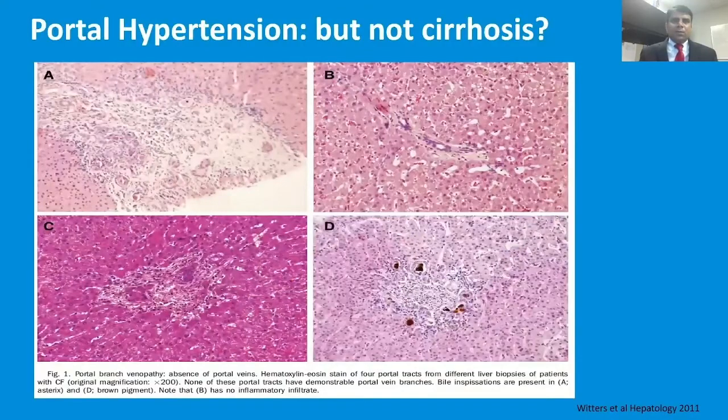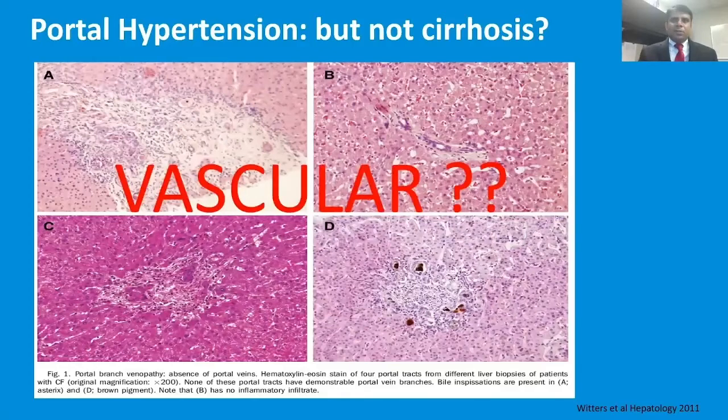In 2011, Witters et al. published in Hepatology that in cystic fibrosis-associated liver disease, portal hypertension was out of proportion with the cirrhosis or fibrosis, and as you can see here in histology, all liver biopsies showed portal venopathy in the form of absent portal veins. Hence, they hypothesized an important vascular component involved in CFLD-related portal hypertension.